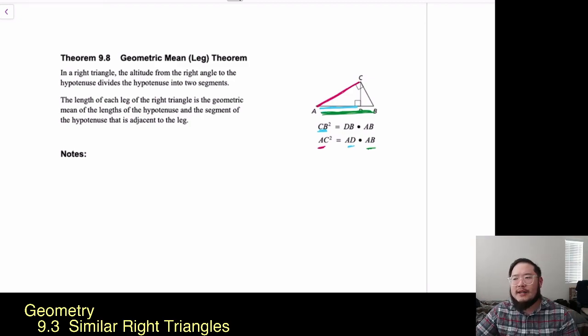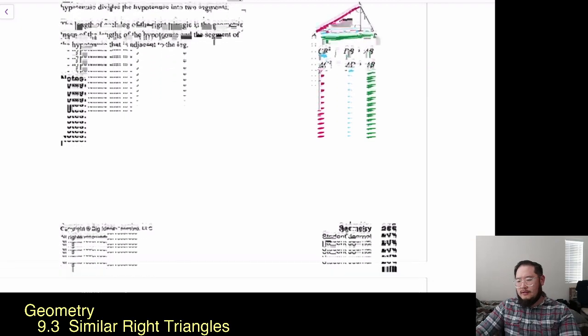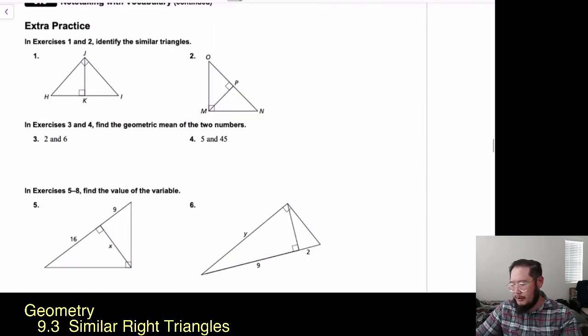So let's put all this together. Let's take a look at our extra practice. We have our triangles. There should be three, and we want to make sure we identify the three triangles: the big triangle, the triangle to the left, and the triangle to the right. So if I take a look at the big triangle, let's start with the right angle right there, and I'll start this off with triangle JHI.